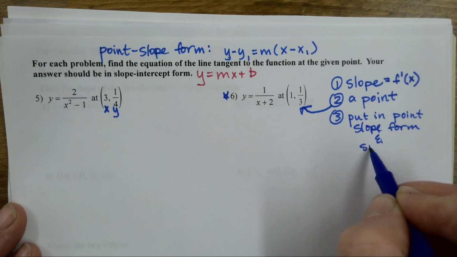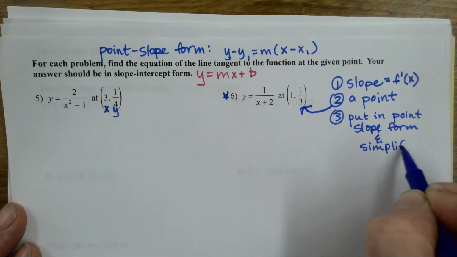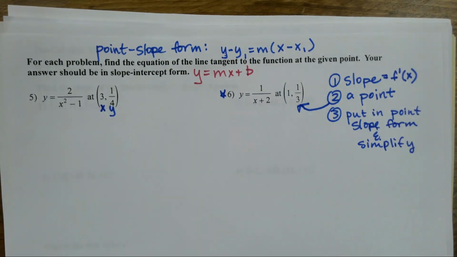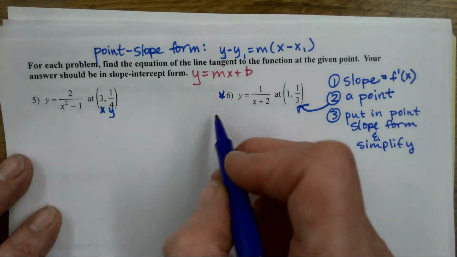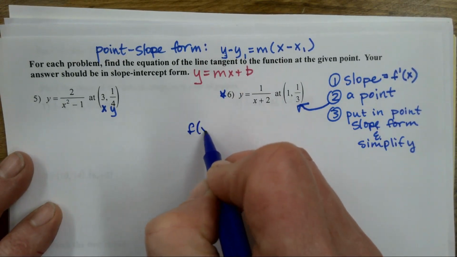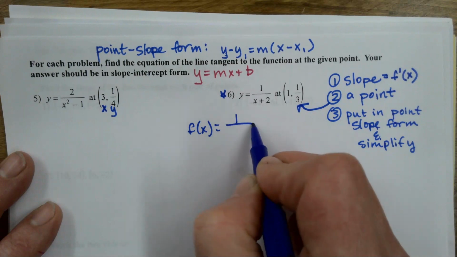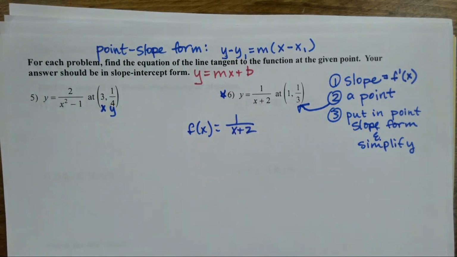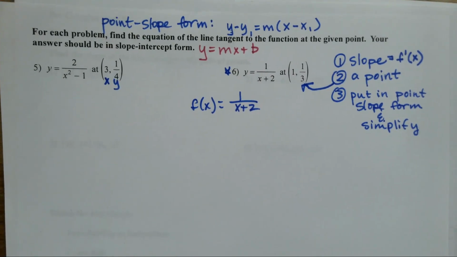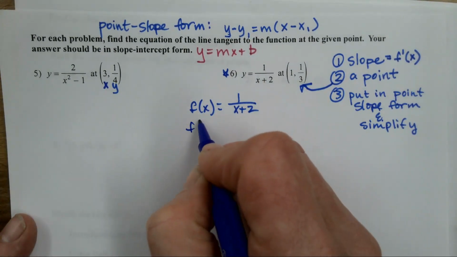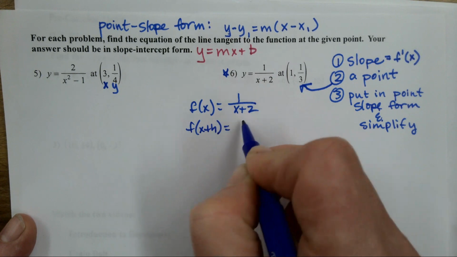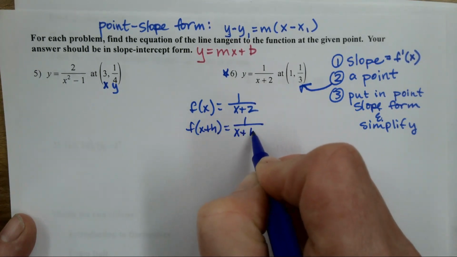And simplify. Okay? So let's do our derivative. f of x is 1 over x plus 2, and f of x plus h is 1 over x plus h plus 2.